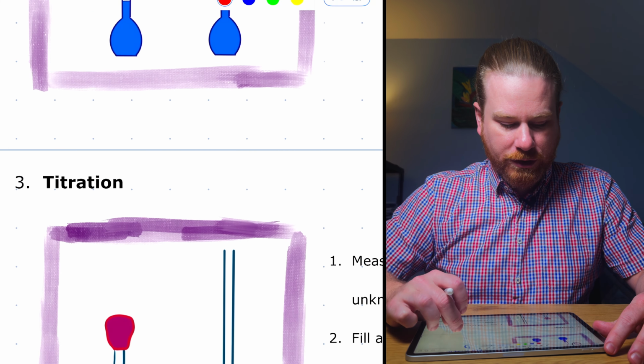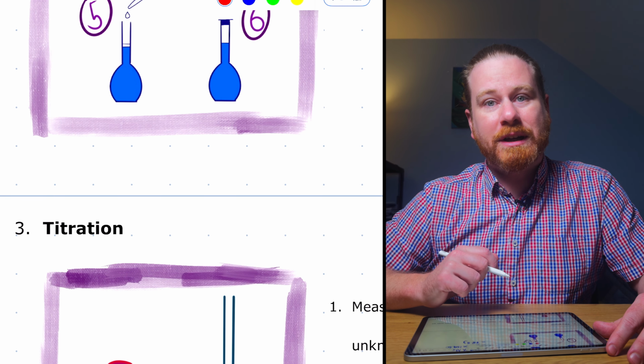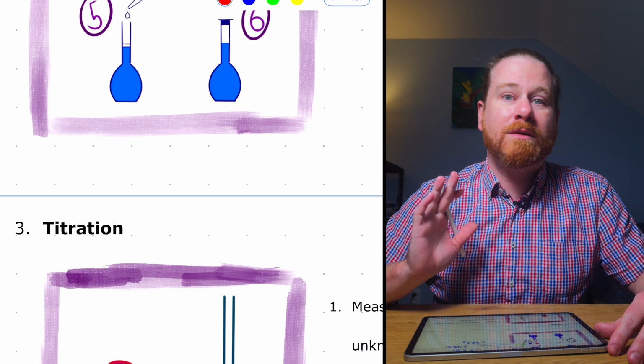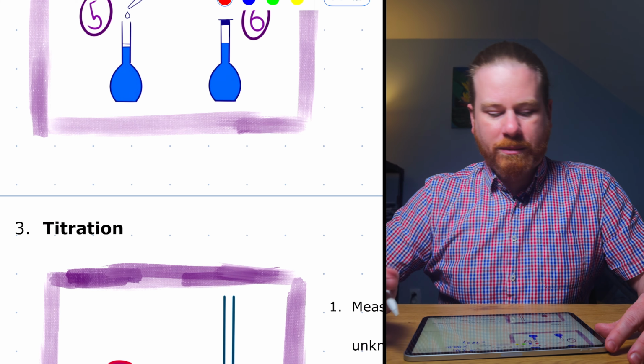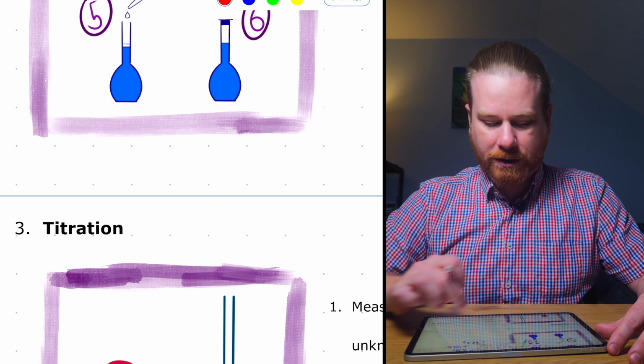Okay, so now on to another great thing you can do with solution calculations, and that is to find out the concentration of an unknown solution using a method called titration. So let's go through the steps of titration now.